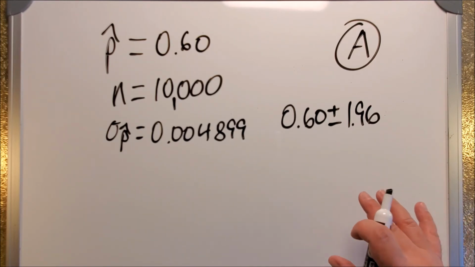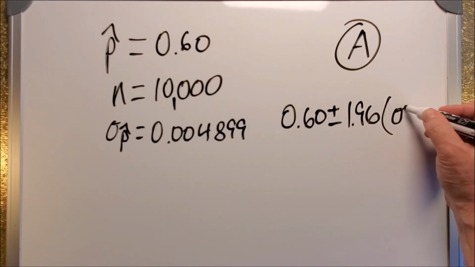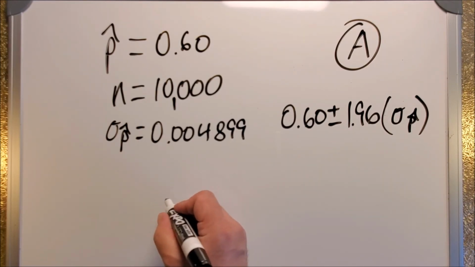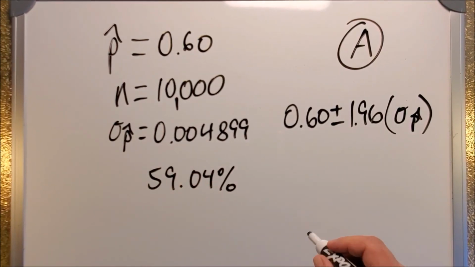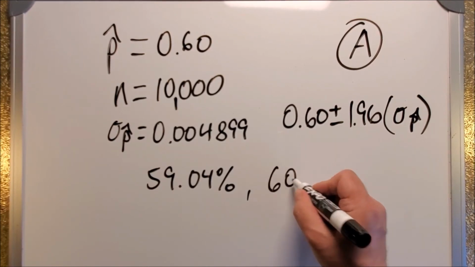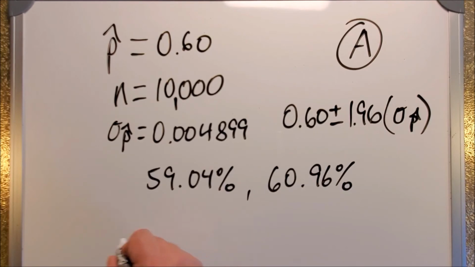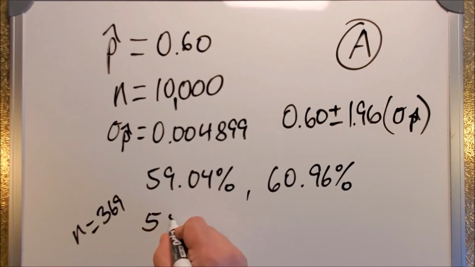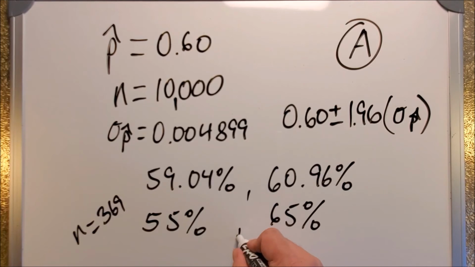My confidence has not weakened at all. 1.96 times what that standard error was. I'm running out of room, but I got it right there anyway. And I got these two numbers: 59.04%, rounded, and 60.96%. Let's contrast that with what we had before. Earlier, when I had an N of 369, my confidence interval went from 55% to 65%. So here's what I'm getting at. Here's my point.